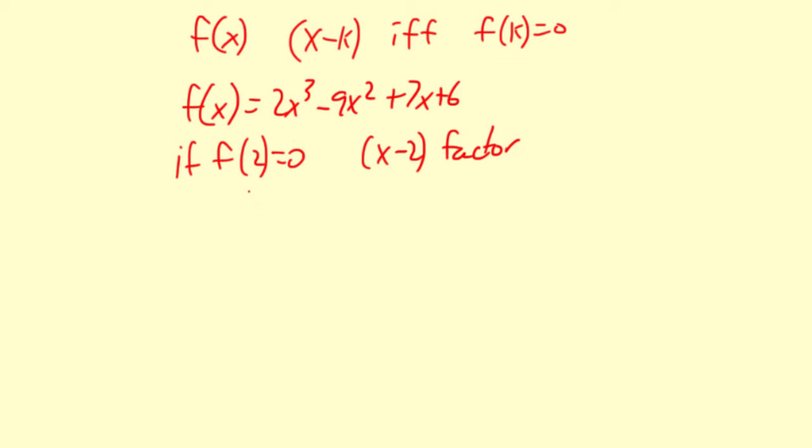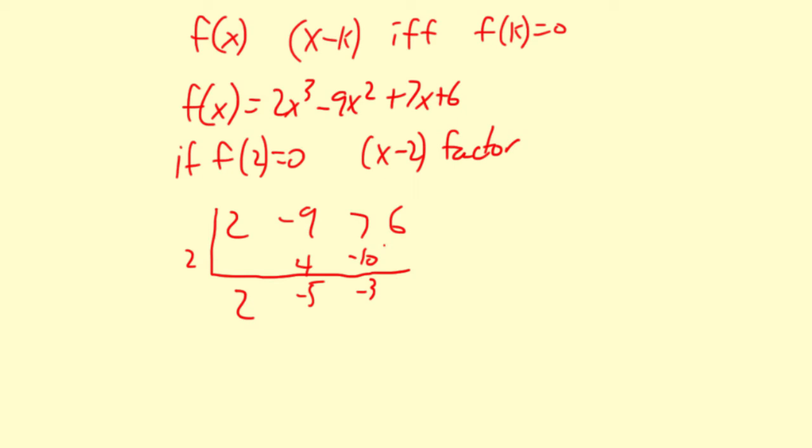I'm going to use synthetic substitution to evaluate the function because I just like it better. So I'm going to list the coefficients: 2, -9, 7, 6. Put the 2 right there that I'm doing the input. Bring down the 2. 2 times 2 is 4. Add to get -5. -5 times 2 is -10. Add to get -3. -3 times 2 is -6. Add to get 0. My remainder is 0.